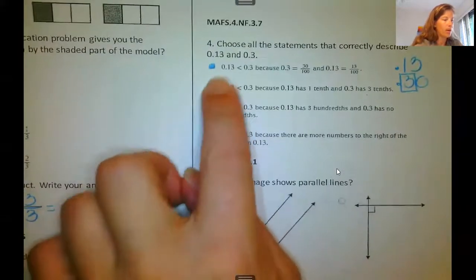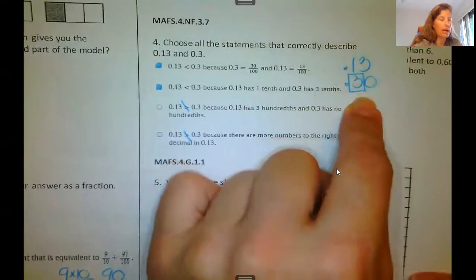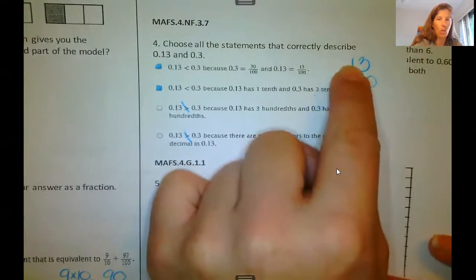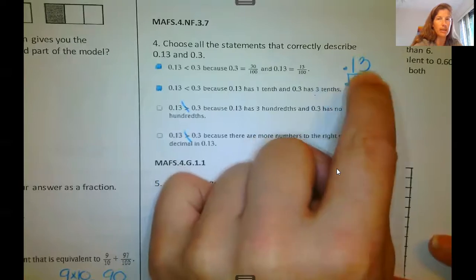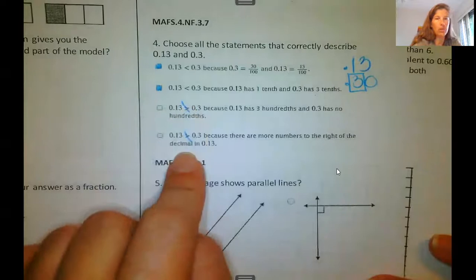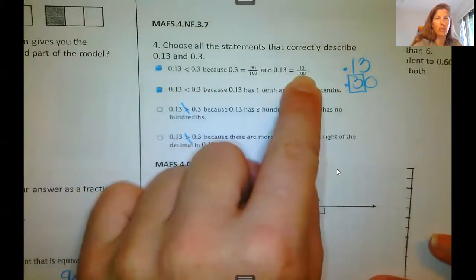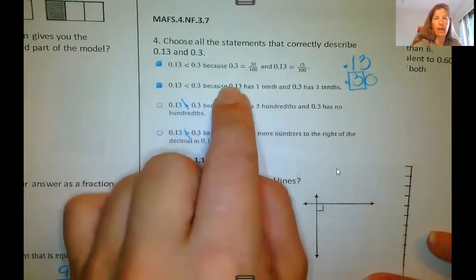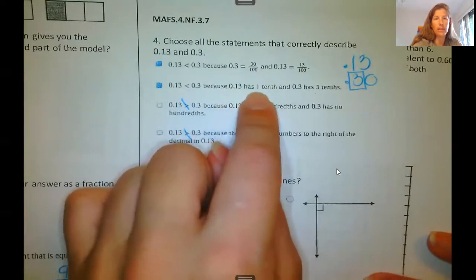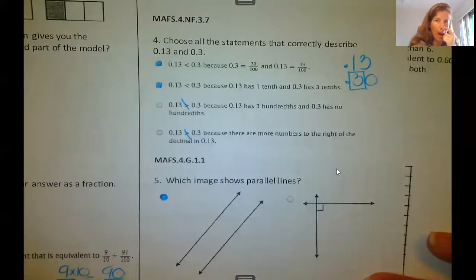Here we are comparing again. I have you line them up. If you're lining them up, you see that this one has a 1 in the tenths and this has a 3 in the tenths, so the 3 is bigger. So automatically we can get rid of these two. This is 30 over 100 and 13 over 100. We know 30 is the greater. And this one is also true because it has a 1 in the tenths and a 3 in the tenths, so that 30 is going to win every time.